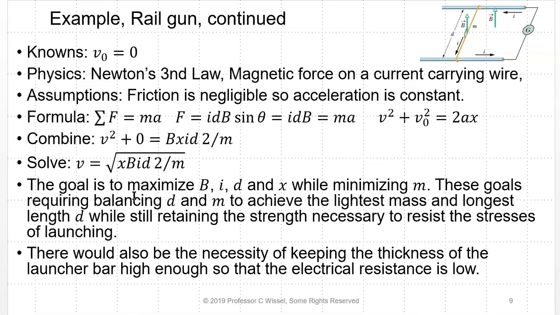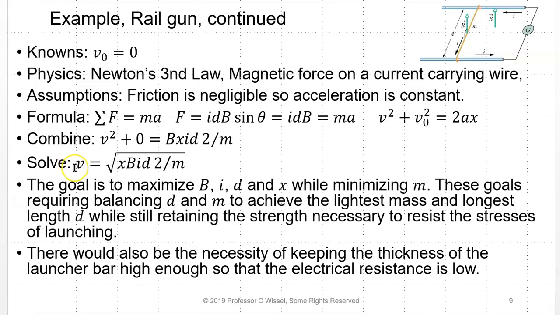We have a kinematics equation, V squared minus V naught squared equals 2AX. And we can get rid of the V naught because it's starting from rest. So V squared equals BIXD times 2 divided by M. We solve this for V. V is the square root of X times B times I times D times 2 divided by M.